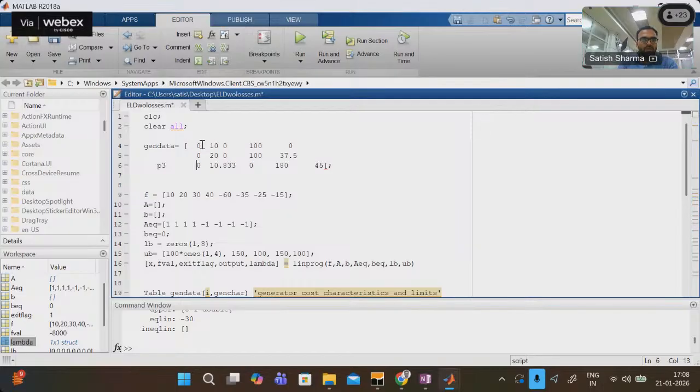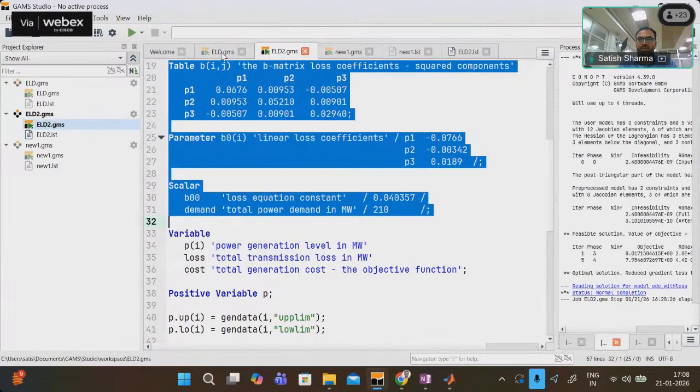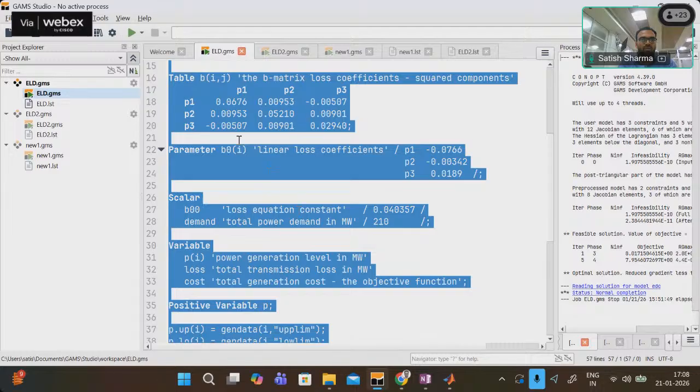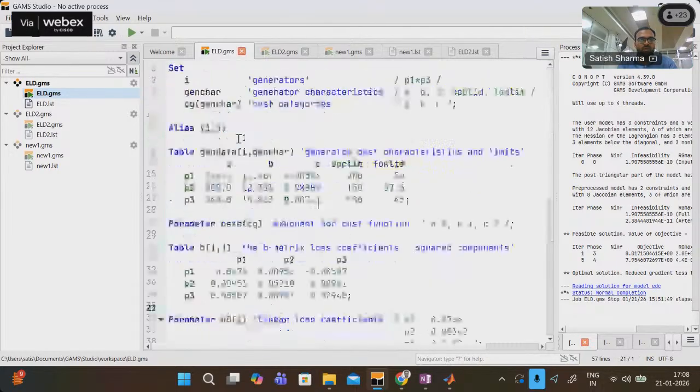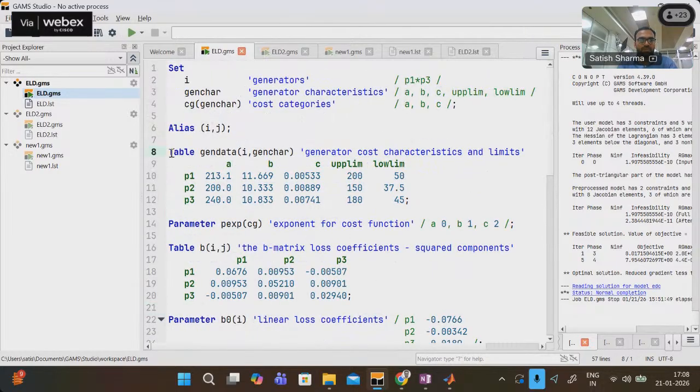Are you able to see it? Okay, so what was the data? I think I have misplaced it. Yes. So this was the data, right?